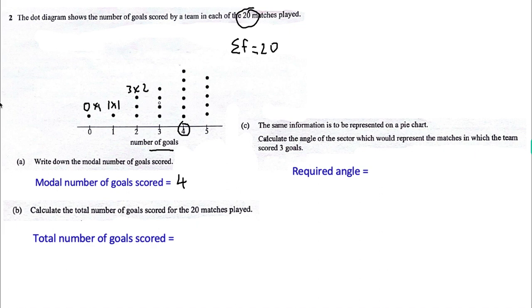Right, so each one represents 3. So we have 4 times 3. And this one is 6. And each dot represents 4. So we have 6 times 4. And the last one is 5 times 3. So we add all the goals together. That will give us the total number of goals. So we add 1 plus 6 plus 12.